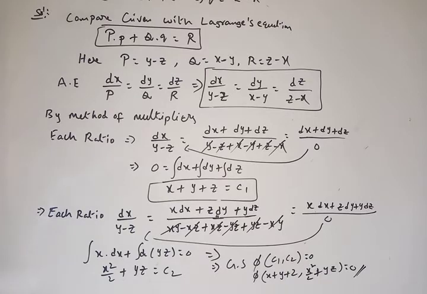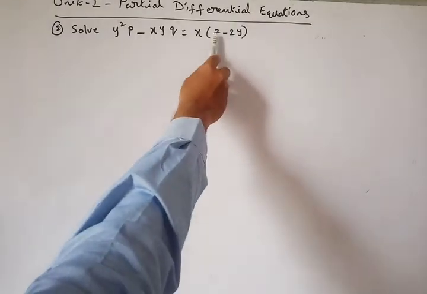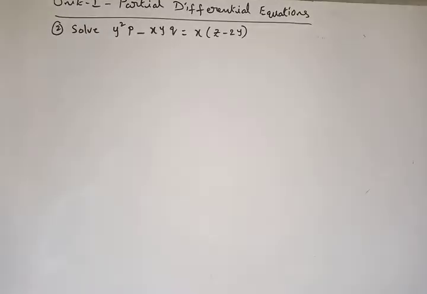After calculating C1 and C2, you need to write the general solution phi of C1 comma C2 is equal to 0. Okay, take down. See the next problem. Solve y square p minus xyq is equal to x into z minus 2y. Okay, so how to solve this one?